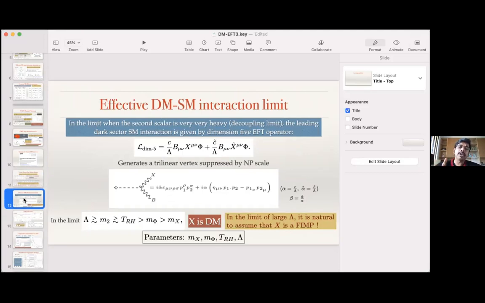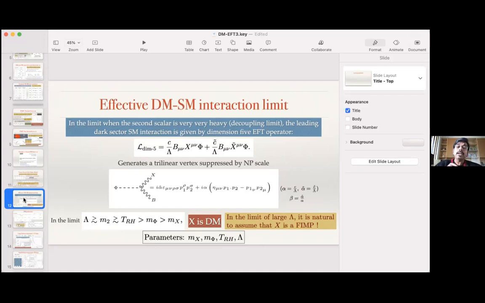I have a UV complete model, but in the Stuckelberg limit, in the decoupling limit of the very heavy Higgs, I do not have an interaction of the vector boson with the standard model, which I want to have if I have to establish it as a dark matter. Therefore, I have to go to the operators beyond dimension 4, then invoke this effective operator, like dimension 5, that I'm just flashing.